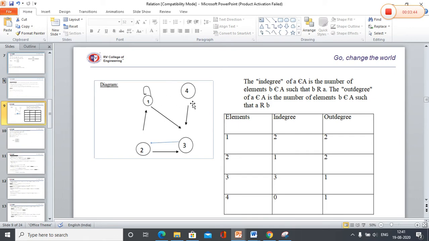And this I can draw in any way. I have drawn 1 here and 2 here, but I can draw like this also, 1 here, 2 and then 3, 4. So the position of the nodes does not matter. Now I have drawn the nodes.